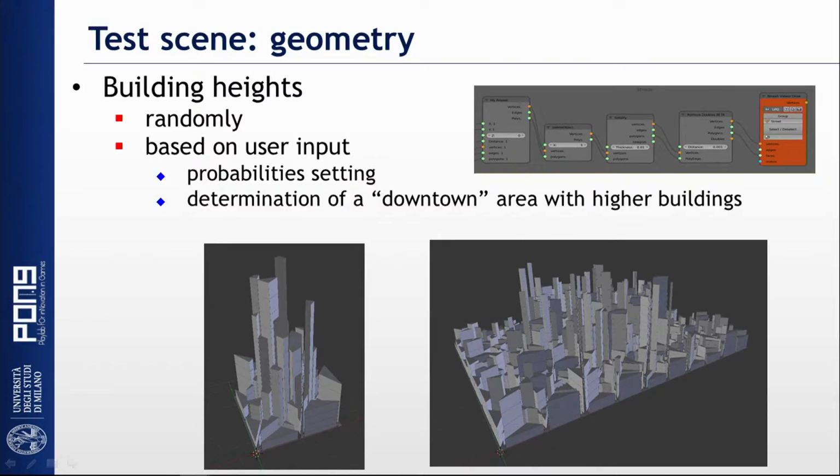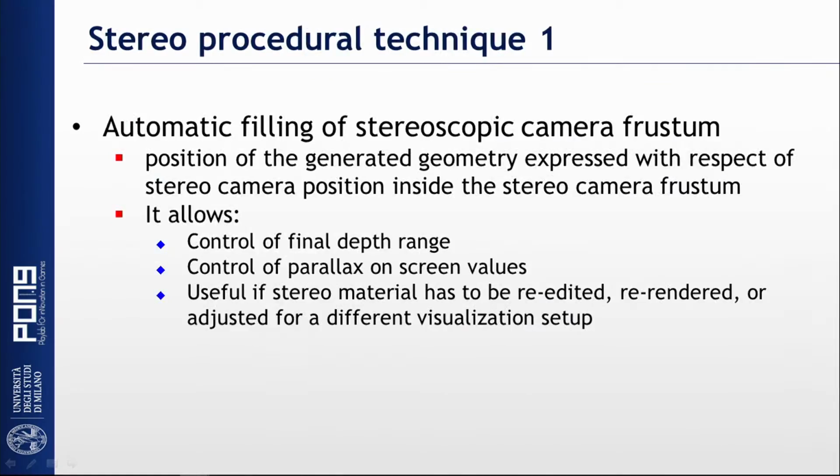You can also select some blocks to be some sort of downtown with the skyscrapers, with the other heights going down in a Gaussian way. But again, no more details. Let's go to the stereoscopic setup.